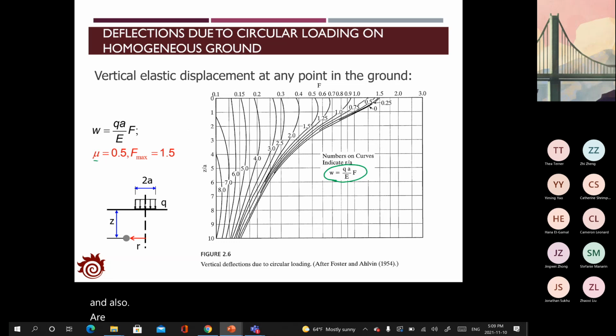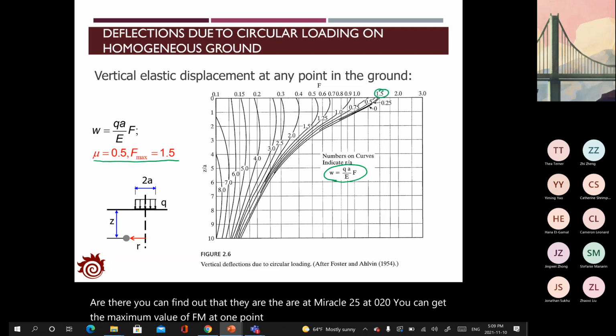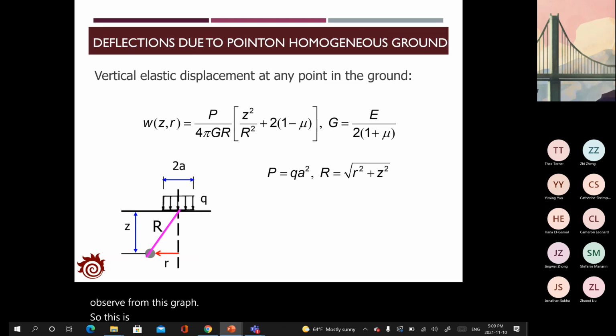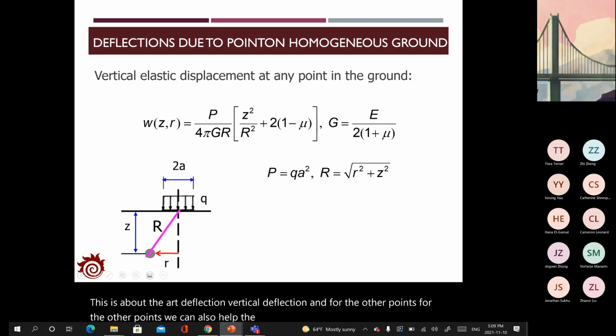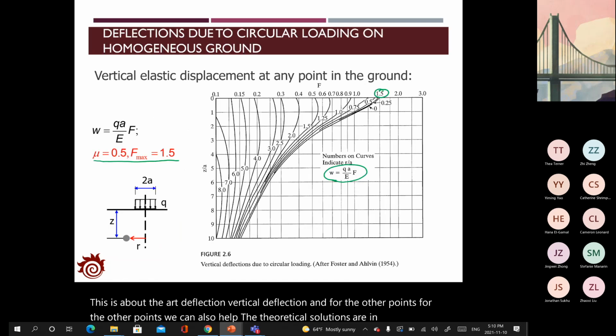And also you can find out that at mu equal to 0.5, at z equal to 0, you can get the maximum value of Fm at 1.5, which would be the highest value you can observe from this graph. So this is about the vertical deflection, and for the other points, we can also have the theoretical solutions in addition to this graph.